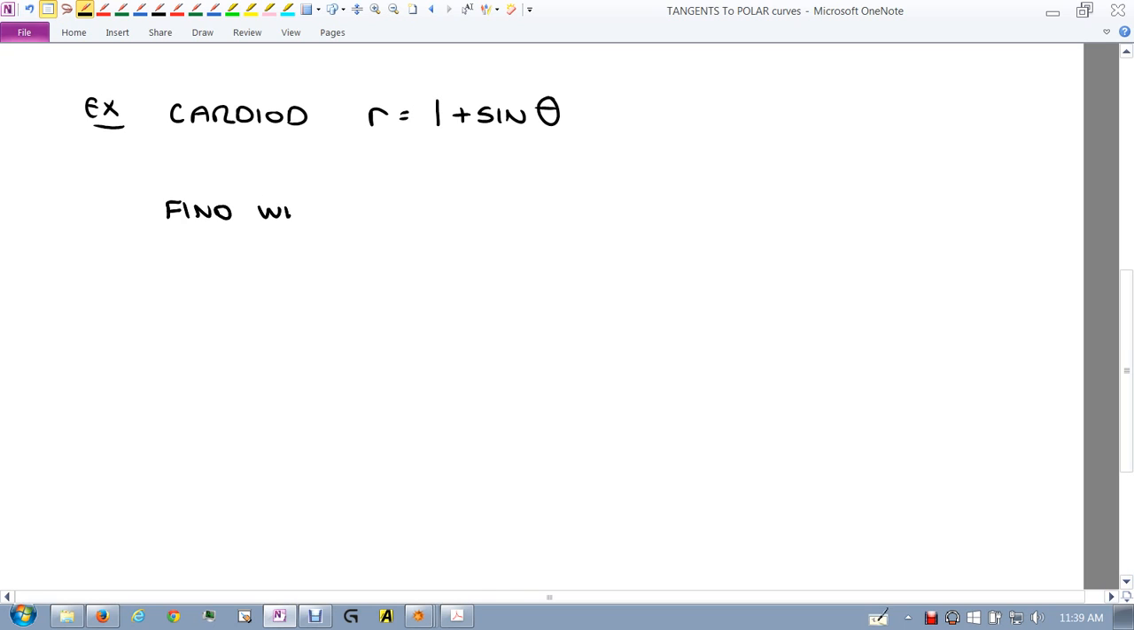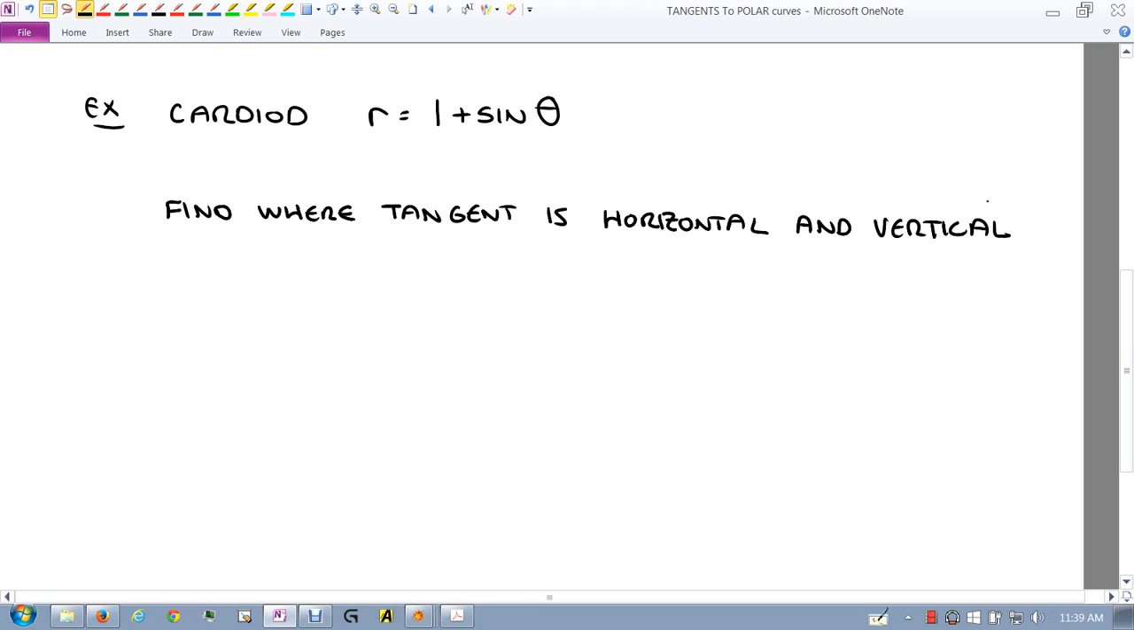So take that and let's find where the tangent is horizontal and vertical. So same thing we did before with the parametric. We want to know where the derivative is 0 and where it's undefined, right? Those are the two things. So we need the derivative first.